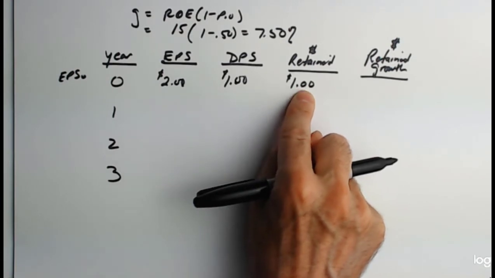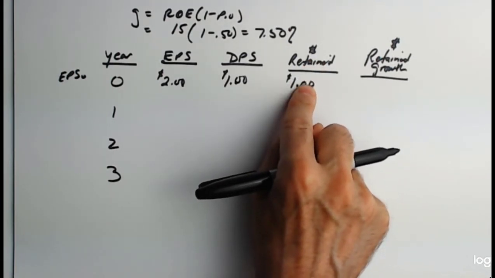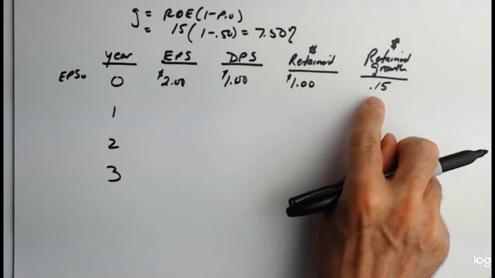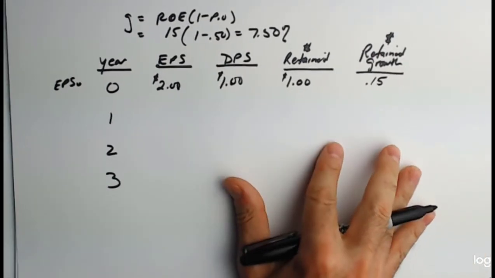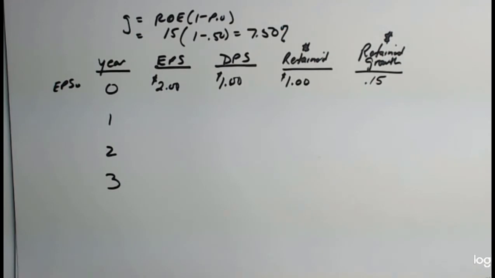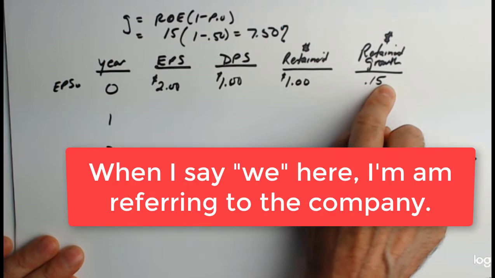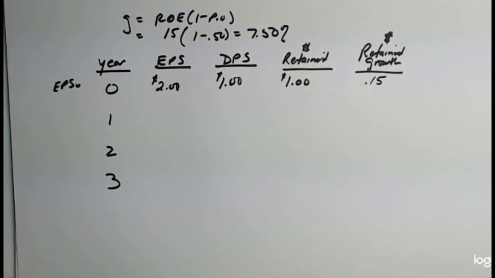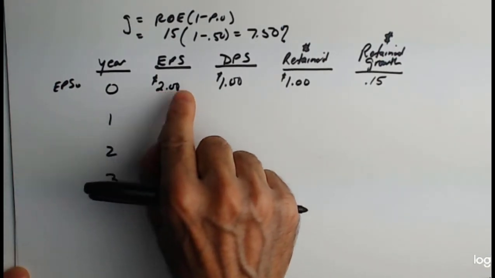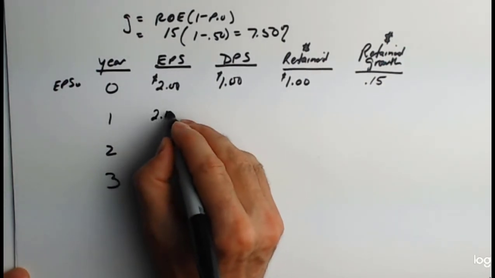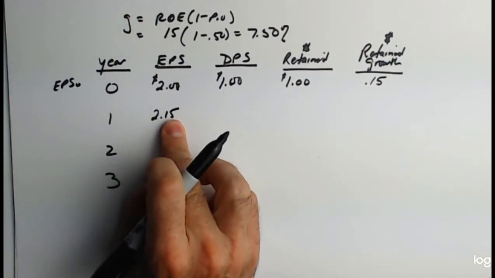Now, what we're going to do is we're going to keep this $1, right? It's retained, and that $1 is going to earn the return on equity of the firm. And so it's going to earn 15%. So basically, we're going to earn 15 cents per share from that. So far, so good. Now, if we retained $1 and it grew 15 cents, then our earnings per share now must be the $2 plus what we retained, that 15 cents. So it's got to be $2.15 that the new earnings per share represent.